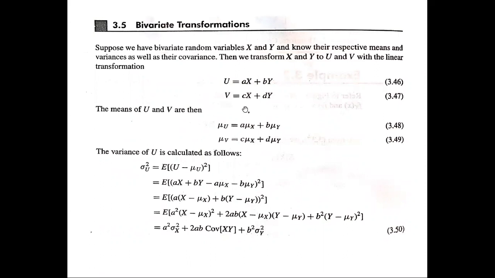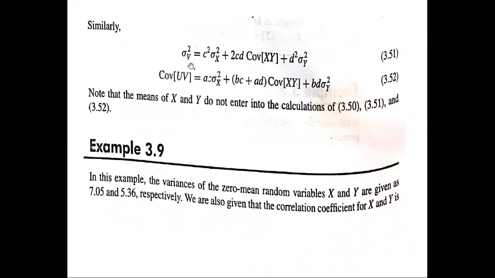Here we have c in place of a, so x as it is, so c squared sigma x squared plus 2cd covariance of xy plus d squared sigma y squared. Okay, so that is the only change which we will have. So sigma v squared will be whatever I have just spoken to you now, that is c squared sigma x squared plus 2cd covariance xy plus d squared sigma y squared.